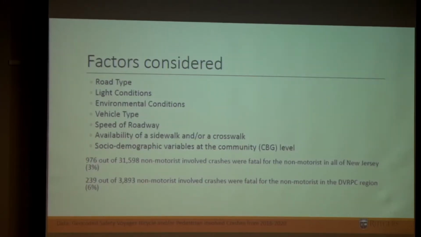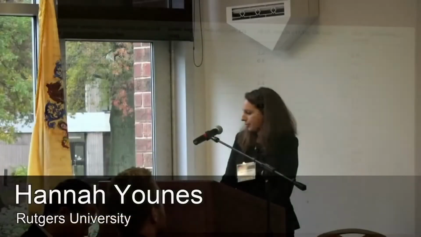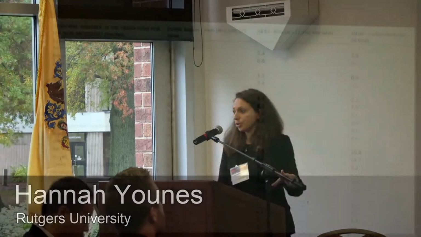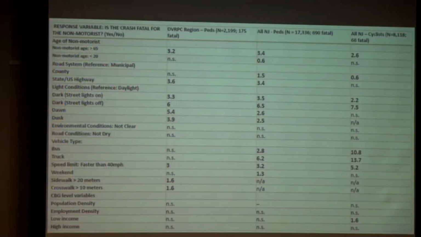So those are the factors that I considered: the road type, light conditions, environmental conditions, the vehicle type, the speed of the roadway, the availability of a sidewalk and crosswalk, and some socio-demographic variables. So this is the overall table, but the next slide has the odds ratios, and I will explain those in more detail.